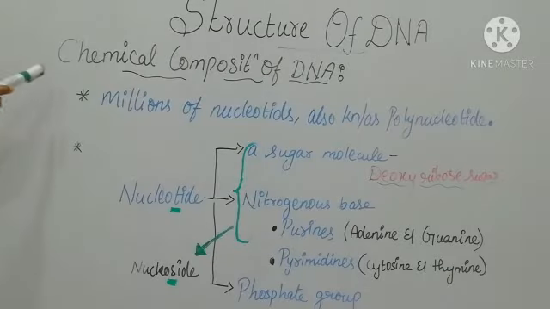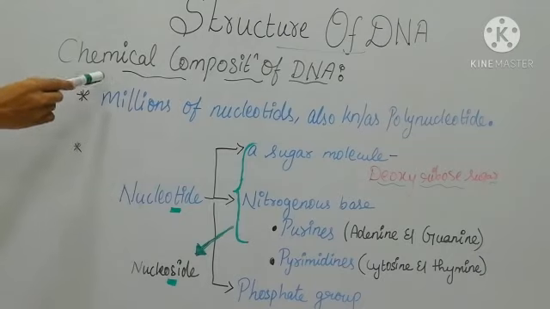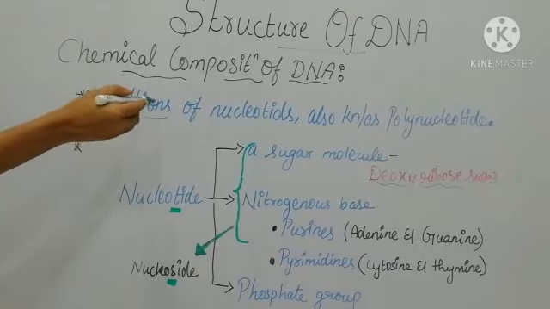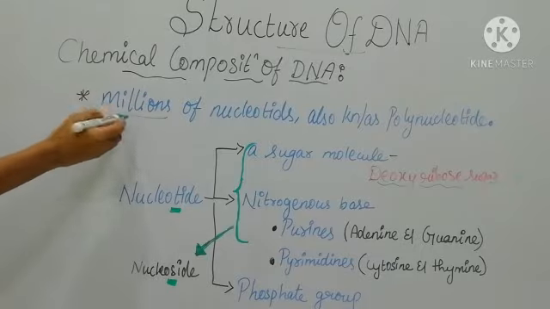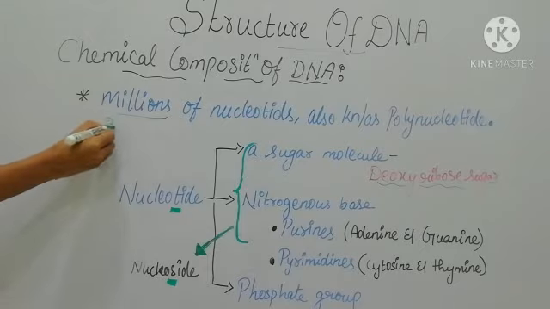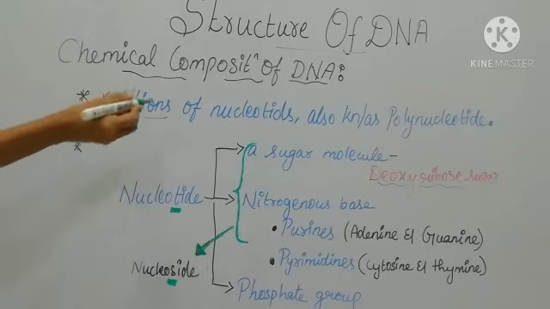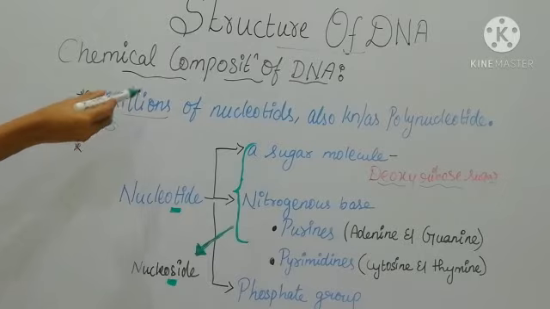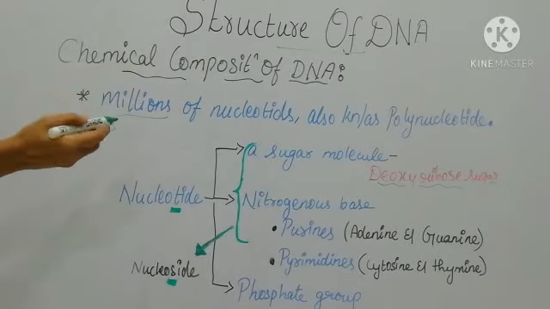Then we can see the composition of DNA. So what are the chemicals which are present inside the DNA? This DNA is made of millions of nucleotides. As it contains many nucleotides, if the number is above 3, we call it poly. Hence this is also known as polynucleotide.